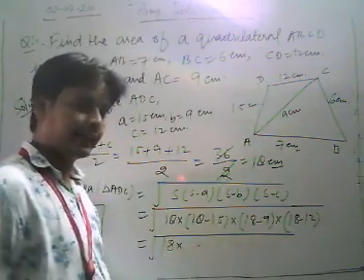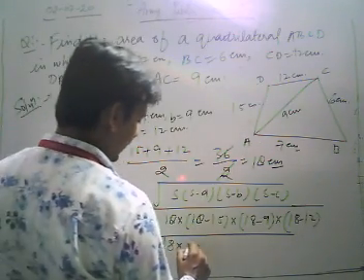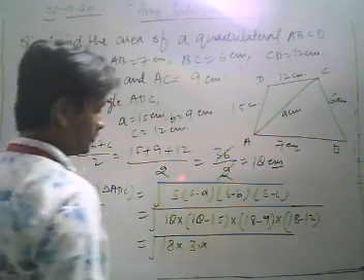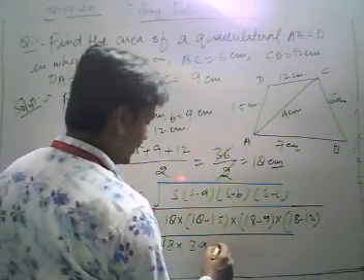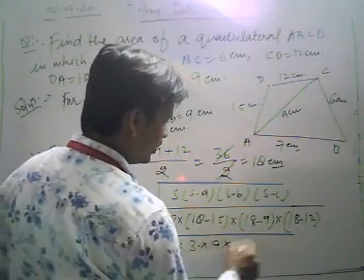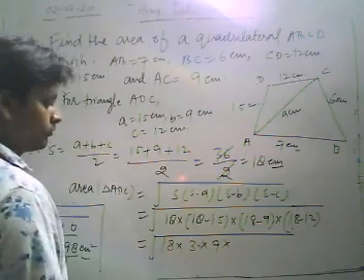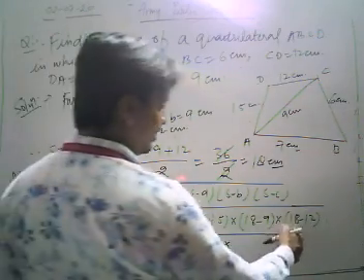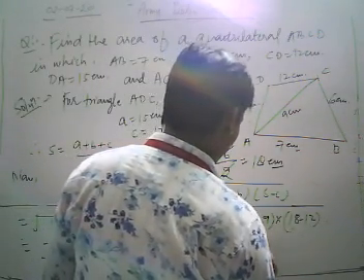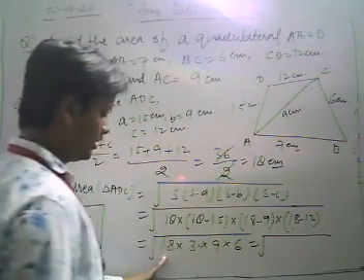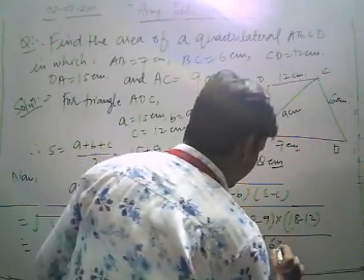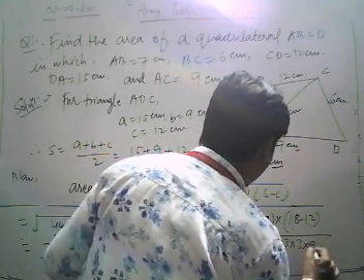18 minus 15, that is 3. 18 minus 9, that is 9. 18 minus 12, that is 6. Okay, so we get what? Here we factorize 18. 6 times 3 is 18. That is 3 into 9 into 6.